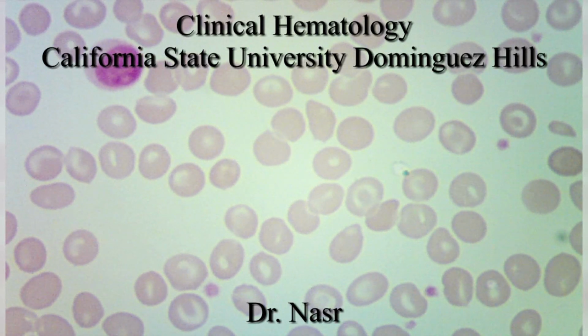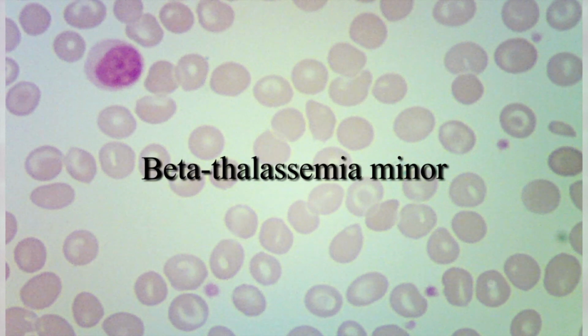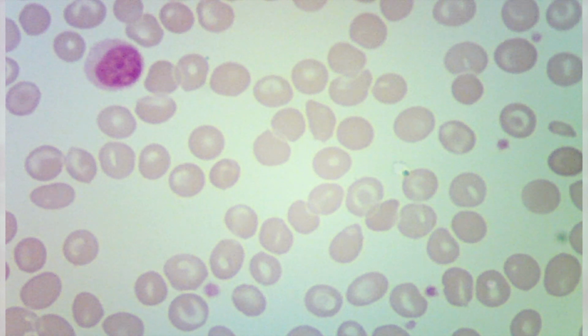Nasser, and in this clip, I would like to tell you about thalassemias. Specifically, in this smear, we have beta thalassemia minor. So, thalassemias in general are a diverse group of genetic disorders in which the production of hemoglobin protein is going to be either inhibited or reduced.